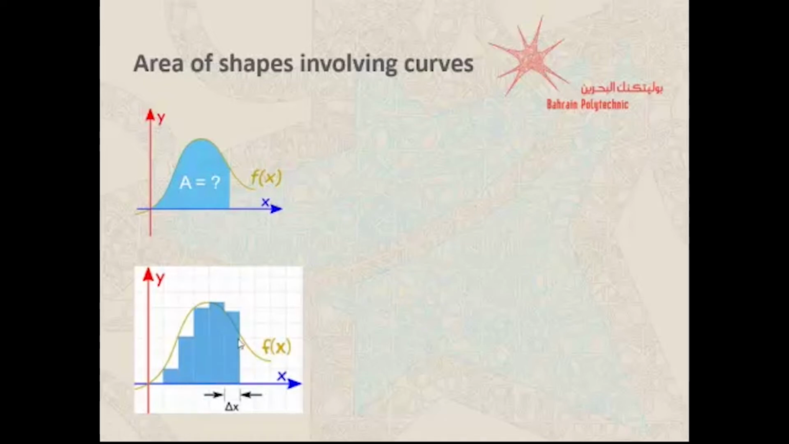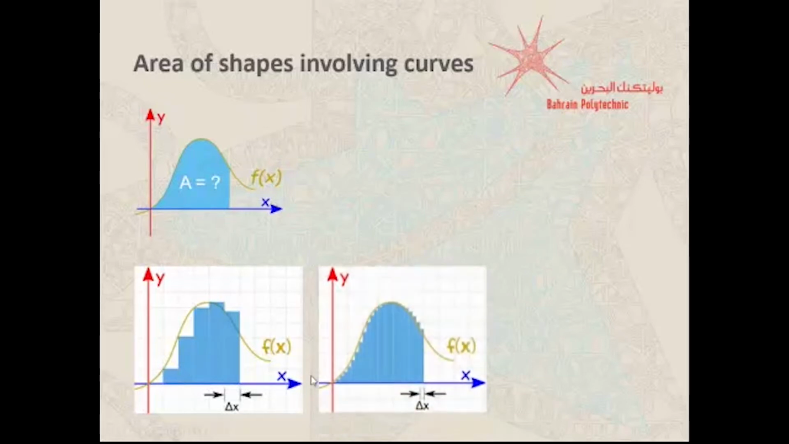If I want to get closer to the true area of the shape, then I can make these rectangles narrower. That is, I make as many rectangles inside the curved shape as possible. So by narrowing the width of the rectangles, I can get a more precise or a closer answer to the true answer of the area of the curved shape.